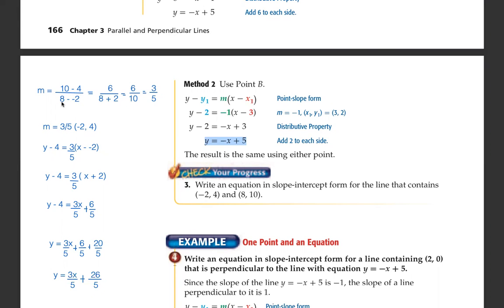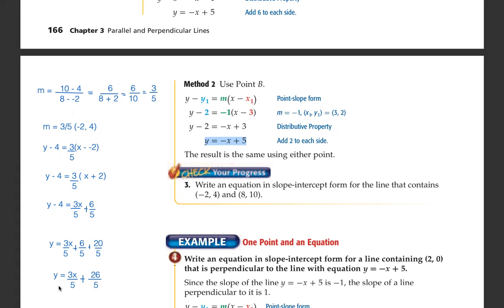So first, we solve for the slope, and then we pair the slope with one of the points. We may use the 8, 10. I used the negative 2 over 4. So you check if the 8, 10 ends up to be y equals 3x over 5 plus 26 over 5, because they should stay the same.